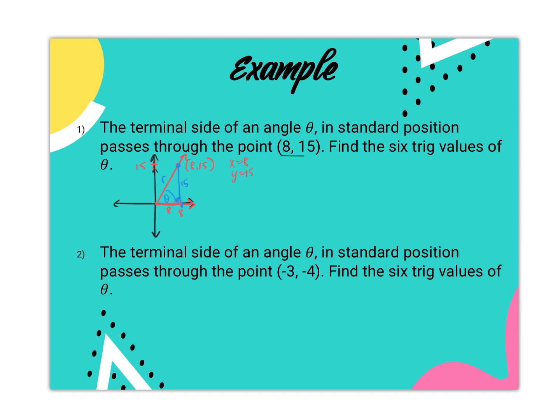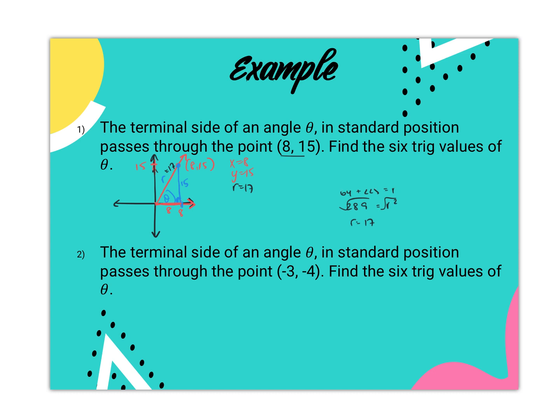So I can use the Pythagorean theorem to find r, because I know that a squared plus b squared equals c squared. One leg is 8, the other leg is 15, and the radius is my hypotenuse. So when I do the math, I'll go a little fast. This is one of those triples that we probably will remember after we do enough of them. But when I do it, I'm going to get that r is 17. Okay? And so now I have all the three values I need to identify my 6 trig functions.